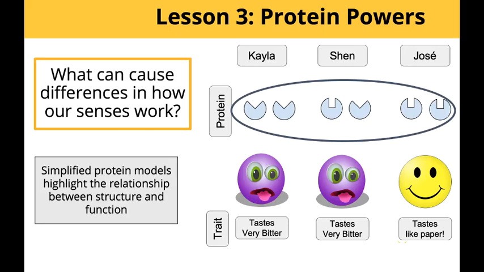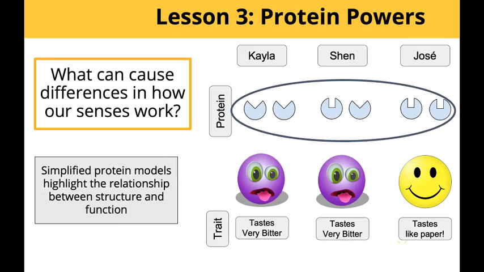Those with a certain protein shape can taste the bitter substance, while those with a different shape cannot taste it. Students use models to uncover how the shape of the protein results in the function of the protein. Differently shaped proteins lead to different functions, and different functions result in different traits.